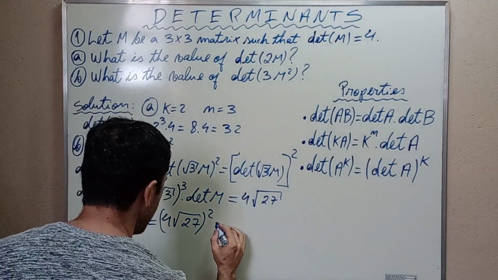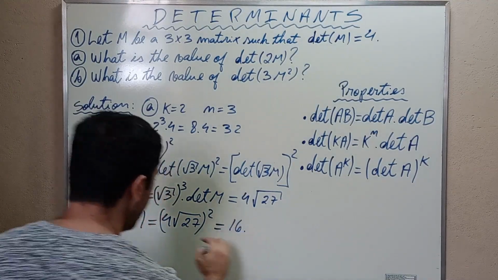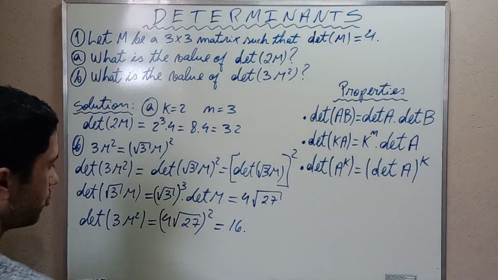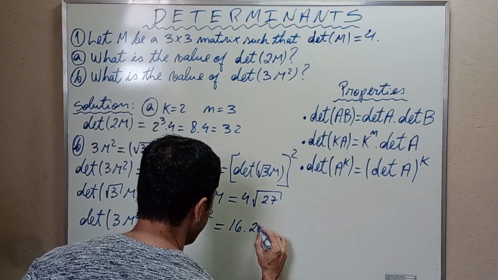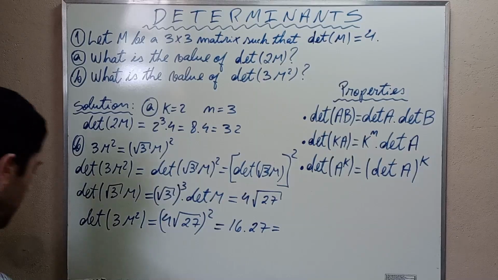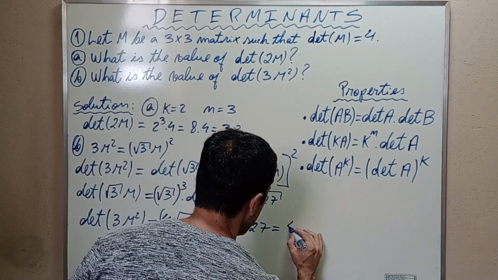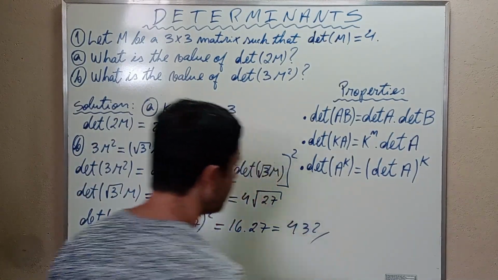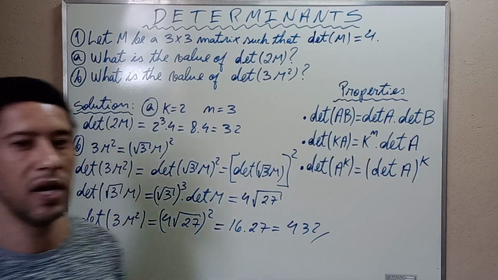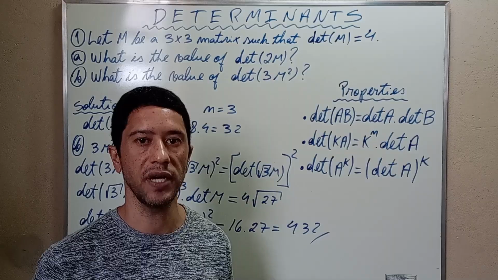Then it is going to be 4 squared is 16, and this square cancels with the square root of 27, and ultimately we find that the determinant of this matrix here is 432. Alright, my friends, and this is all for exercise number 1. Let's go to exercise number 2.